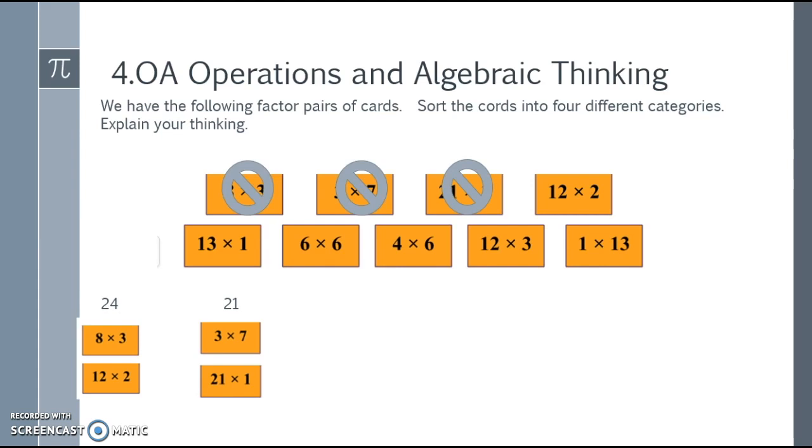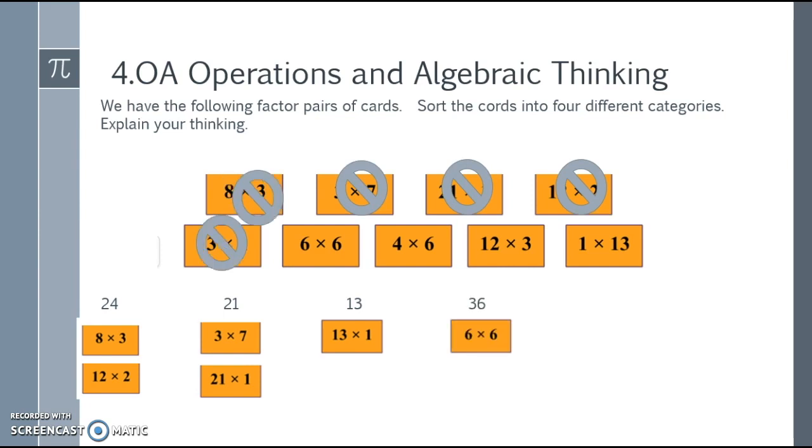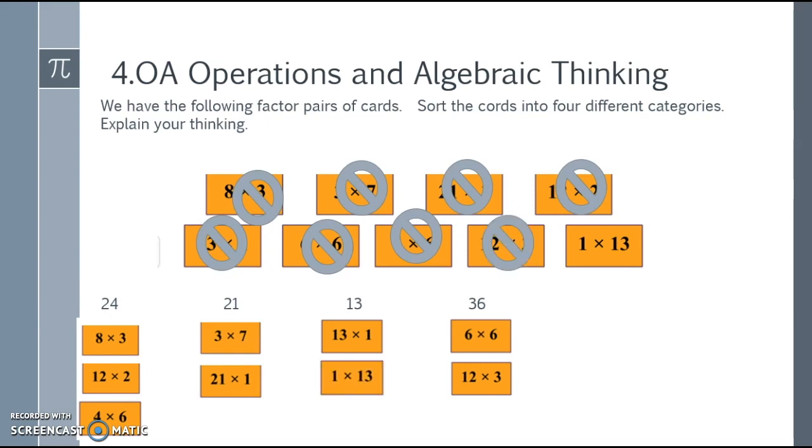13 times 1 will create a new category since that's 13. 6 times 6 is 36, another new category. 4 times 6 is 24, so I'll put that in the 24 category. 12 times 3 is 36, so I'll put that in the 36 category. And 1 times 13 is 13, so I put that in that category. Depending upon how you did it, you could also arrange these categories in order from smallest to biggest or biggest to smallest.